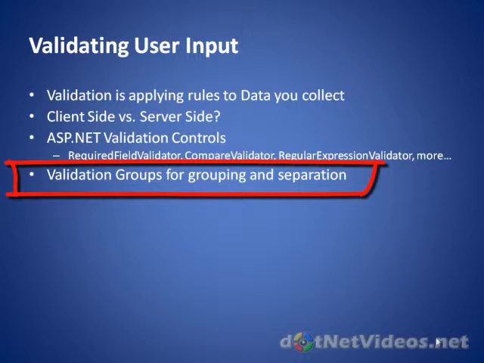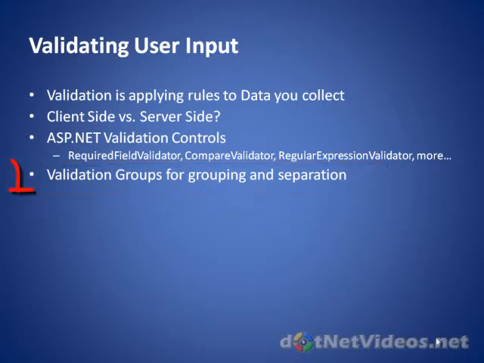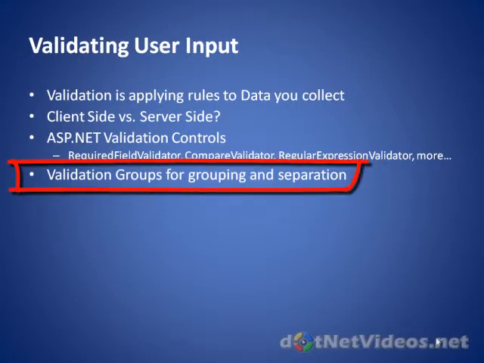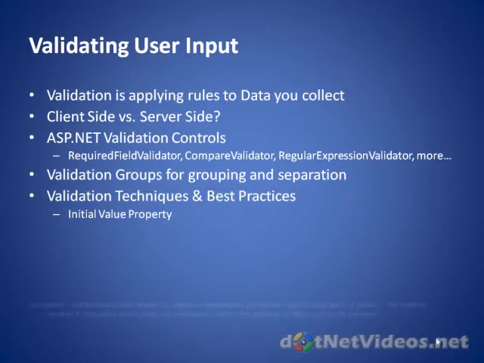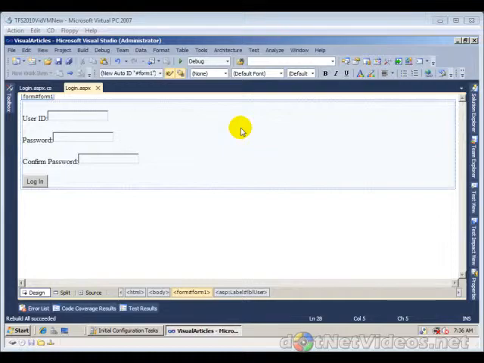Now we can use validation groups. Let's say we had more than one button on a form and they're causing validation, but we only want to validate certain controls for certain buttons. With ASP.NET now, what we can do is use validation groups and group the controls together. We'll look at an example of that. So there are various techniques and best practices. Again, you're going to want to rely on the server-side stuff for security. The client-side stuff is going to provide a better user experience. What about initial values, like text boxes that have an initial value in them, but you want to make sure that gets changed? Some of these techniques we'll look at as we move throughout the video here.